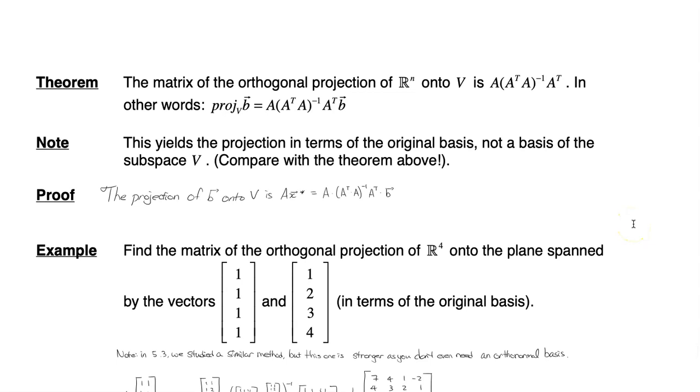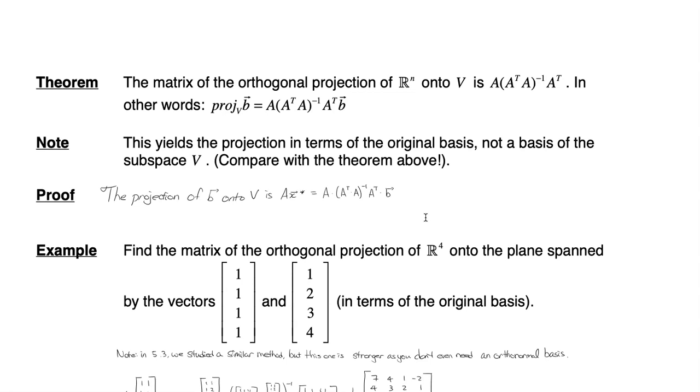Okay, so that gives us a method to find the orthogonal projection onto a subspace V as well. Since we know that the projection of any vector B is AX star, we can just substitute what we know X star to be, and we get a projection matrix, which is A times A transpose A inverse times A transpose. This will give us the matrix of the orthogonal projection onto a subspace.